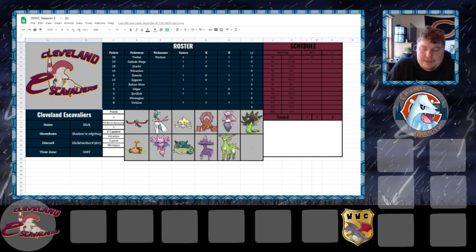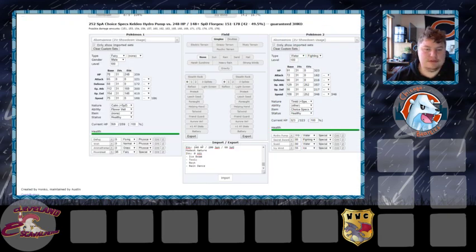Anyways, so he decided he needed to have Yveltal, Volcanion, Diancie, and Zygarde, all of Gen 6's legends. He's missing Xerneas, and he's got the trifecta. That Yveltal is just such a pain in the ass to try and deal with. So I'm gonna slide this over here. Let's see some of the calcs that I was running.